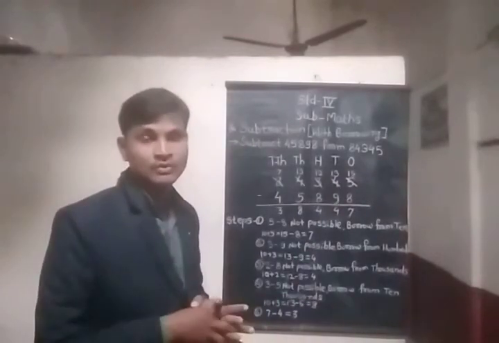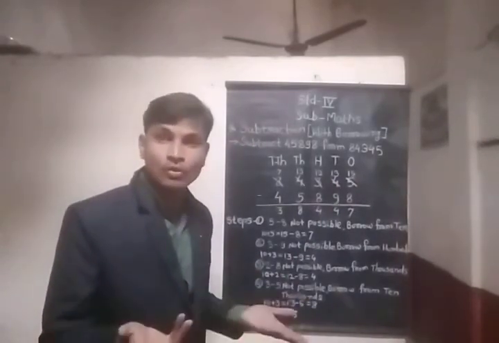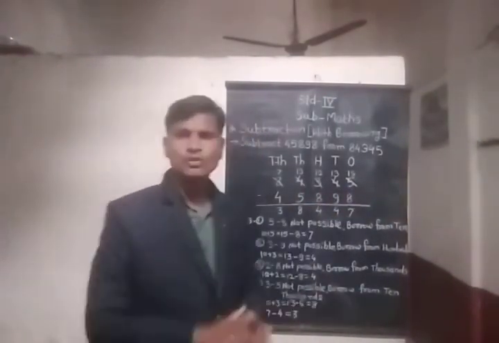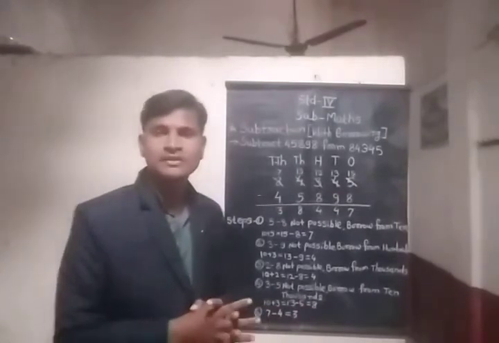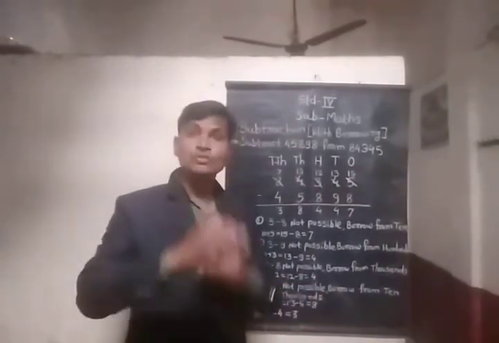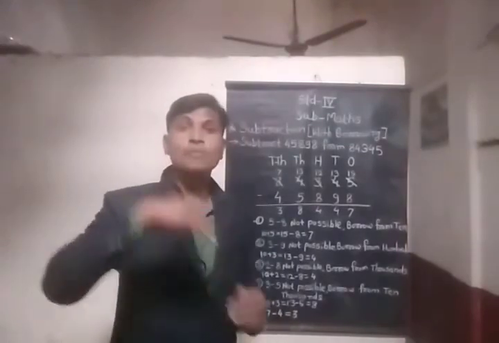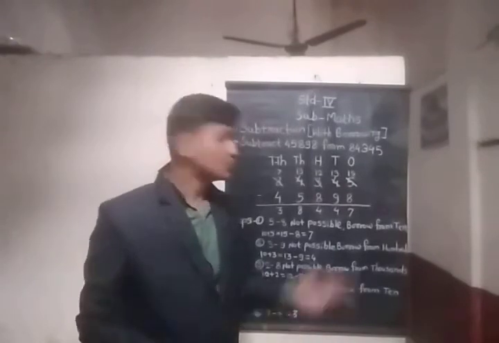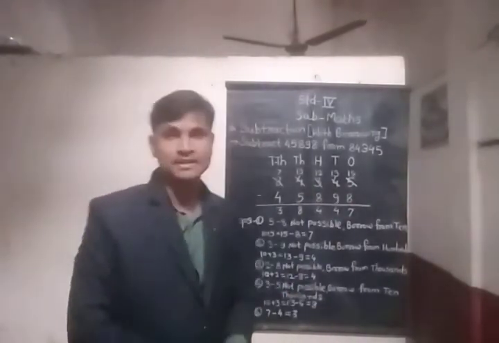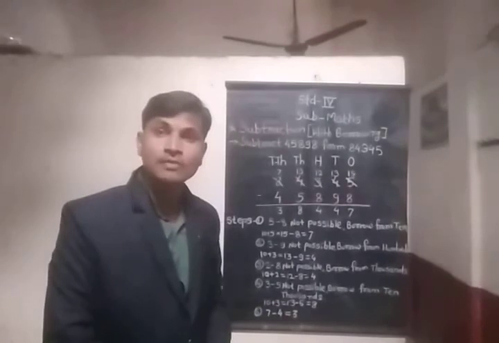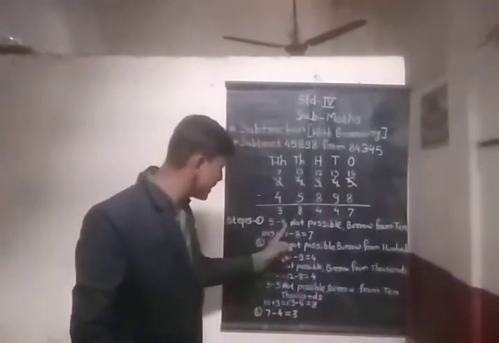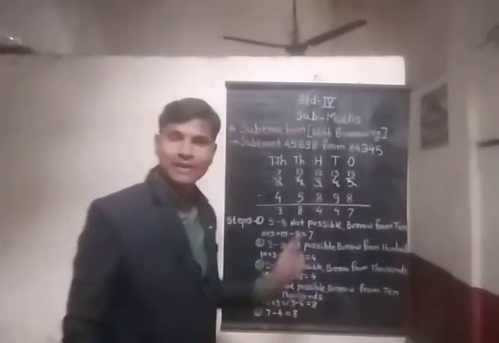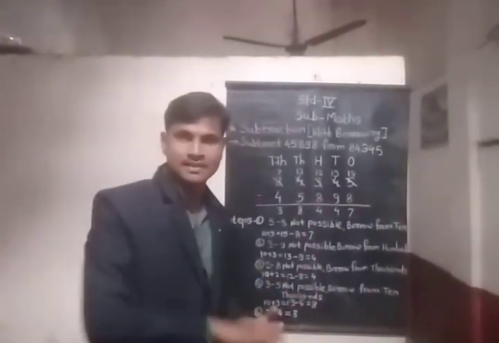But here, see why. Okay, what is a borrow? See, in that 5 and 8: 5 minus 8 is not possible. Why? 8 is more than 5. So what do we have to do here? We have to take a carry from the next place. Which place will come next? The tens place. So you have to take a carry from the tens place. So here I have written: 5 minus 8 is not possible, so borrow from tens.